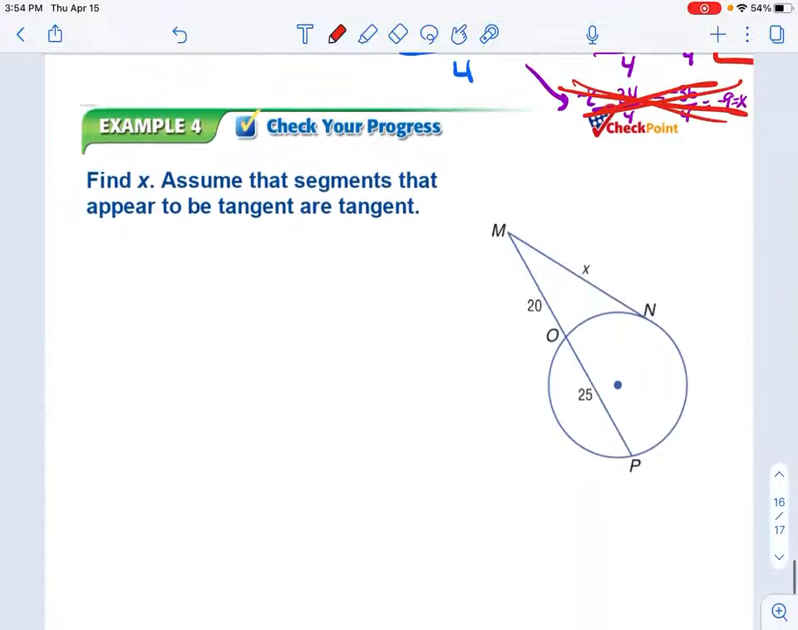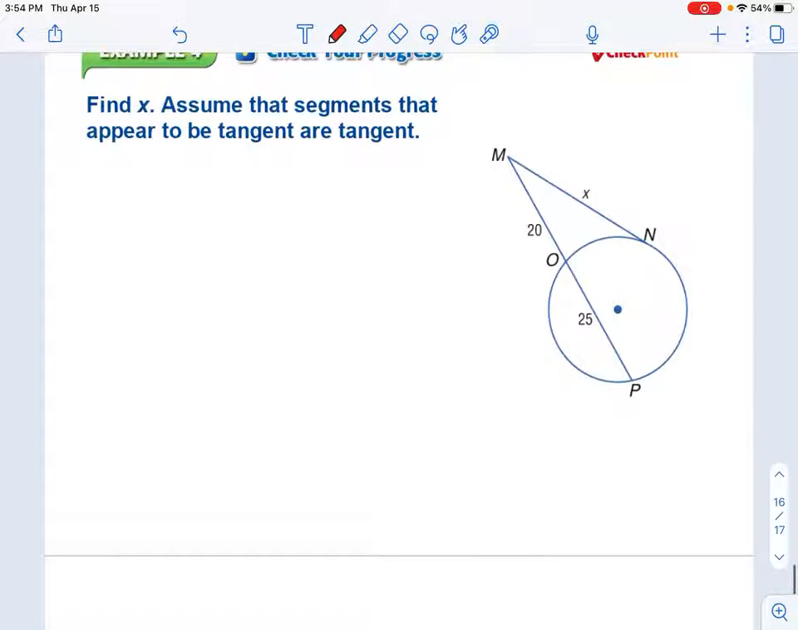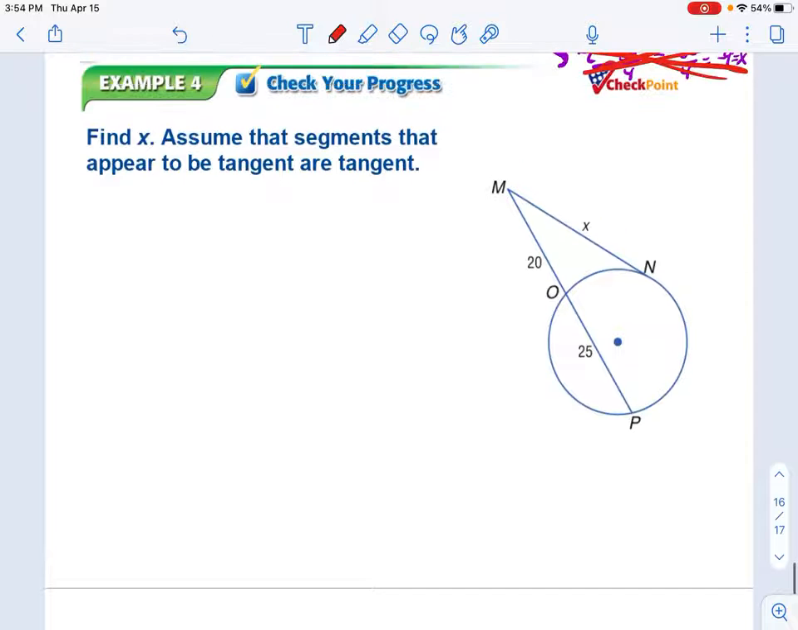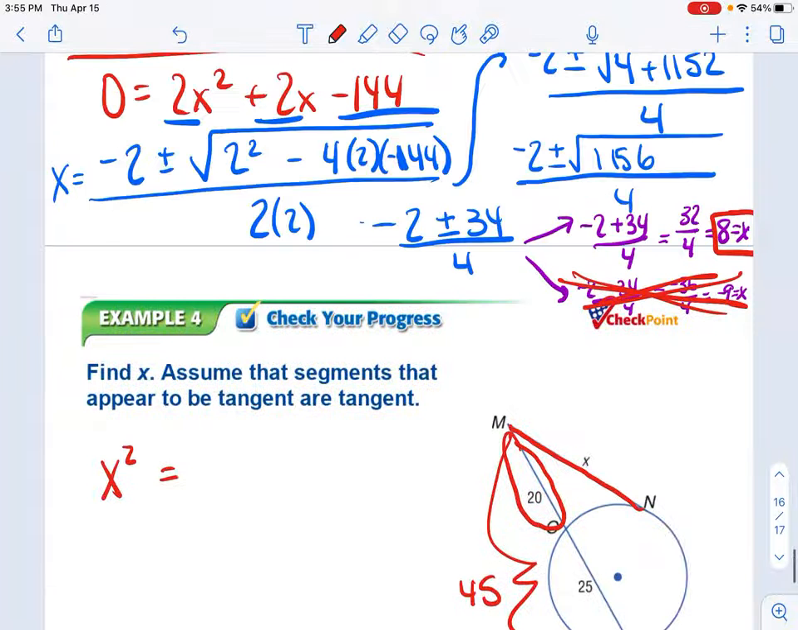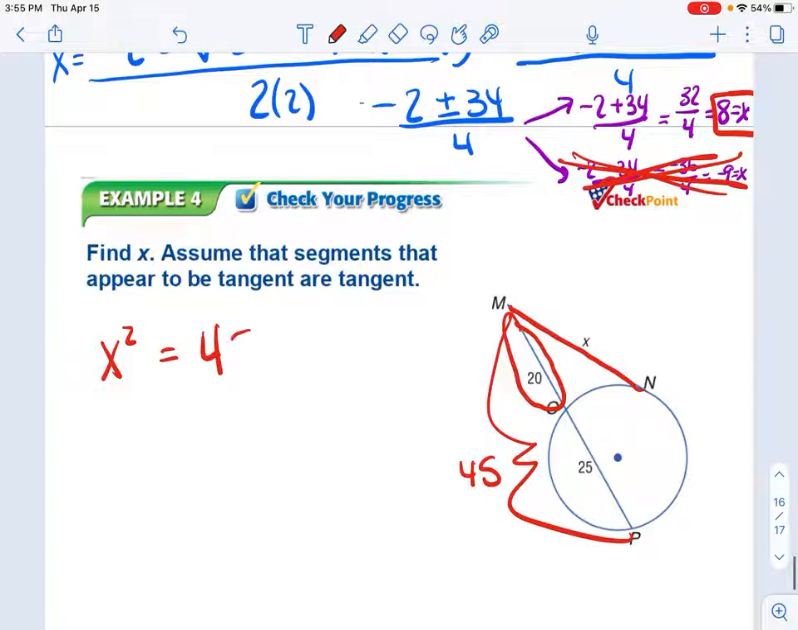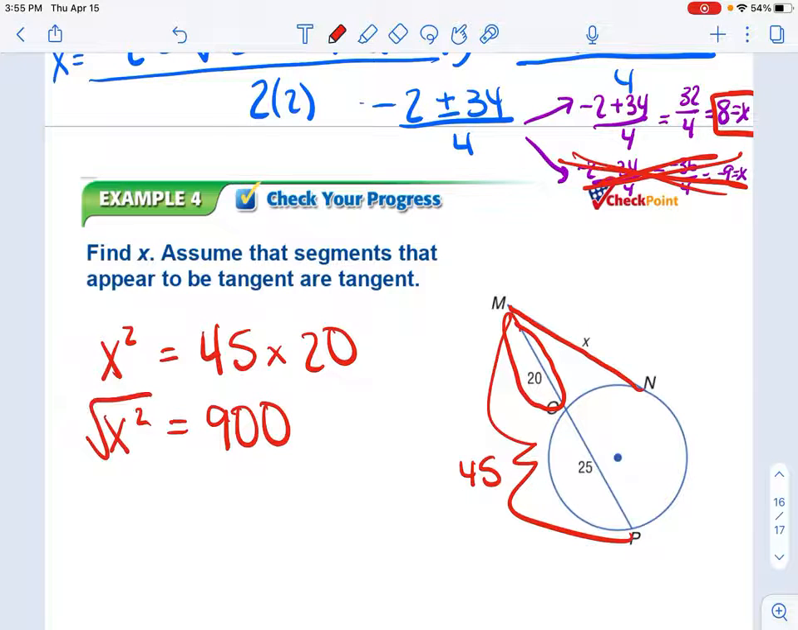Last problem. Find x assuming that segments that appear to be tangent are tangent. So this guy, he's tangent, meaning the x squared will be the repeated piece. We need the whole thing, 45, times the external secant segment. So we need 45 times 20. 45 times 20 is 900. Take the square root. So x is equal to 30.